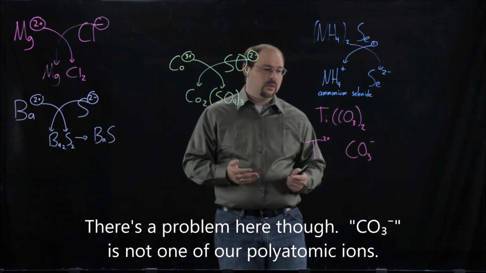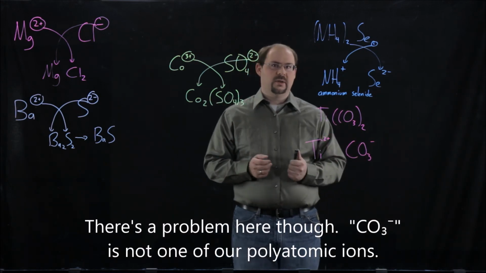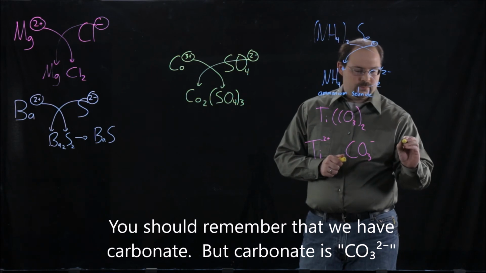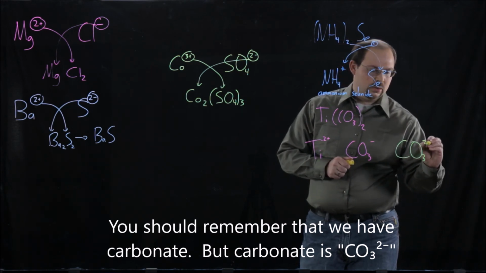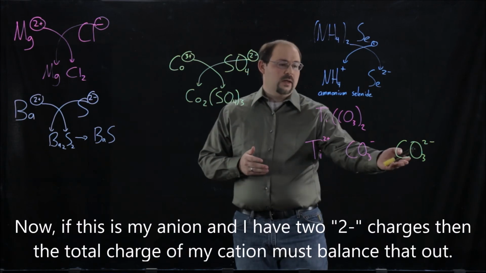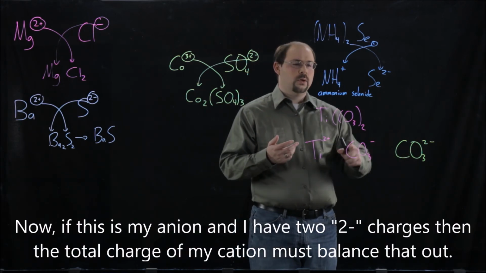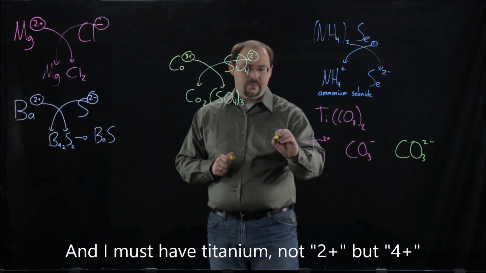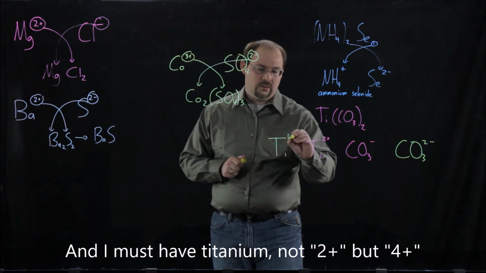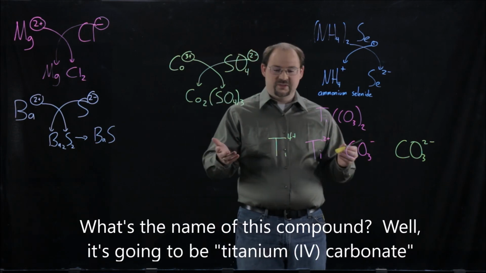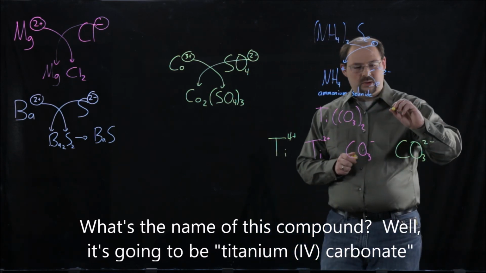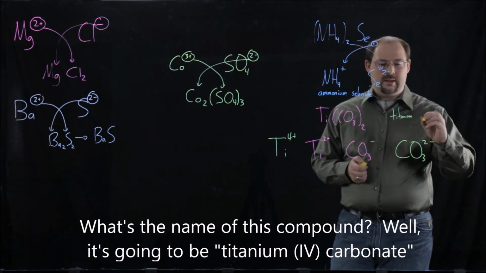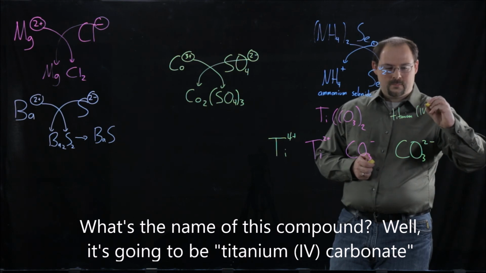There's a problem here, though. CO3 minus is not one of our polyatomic ions. You should remember that we have carbonate, but carbonate is CO3 2 minus. Now, if this is my anion and I have 2 minus charges, then the total charge of my cation must balance that out, and I must have titanium not 2 plus, but 4 plus. What's the name of this compound? Well, it's going to be titanium 4, we have to specify the charge, carbonate.